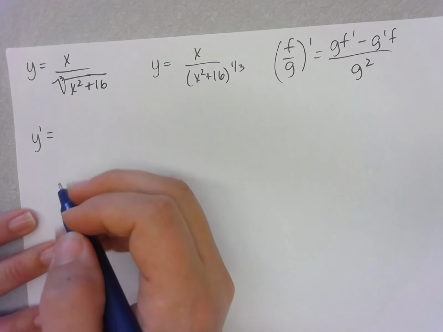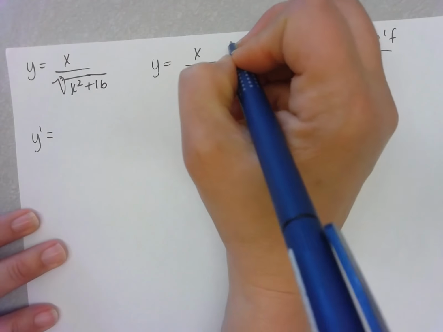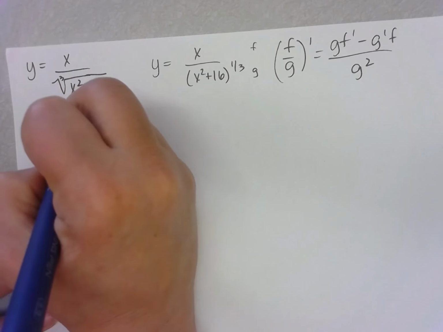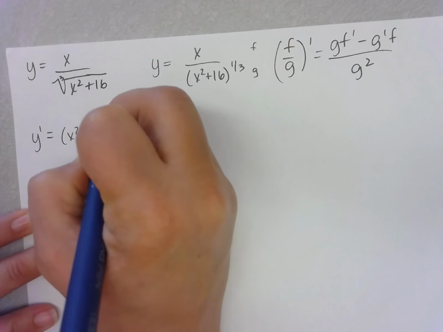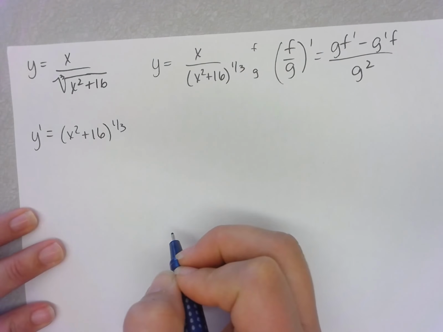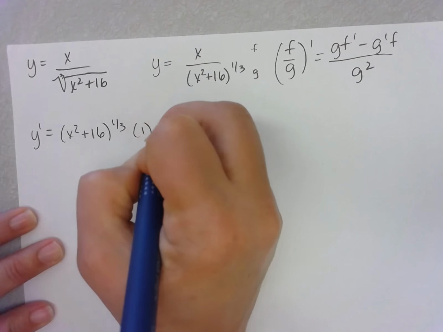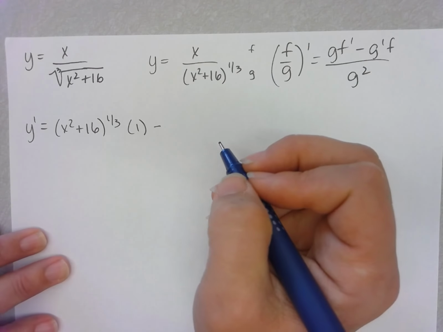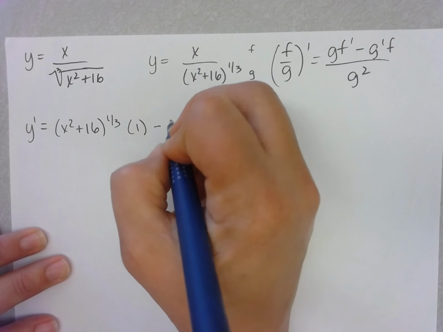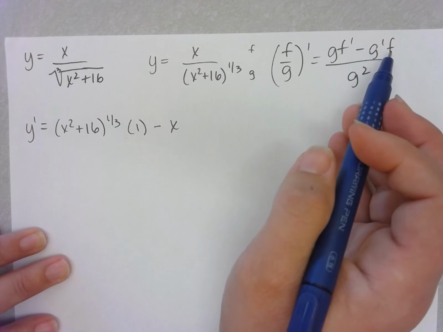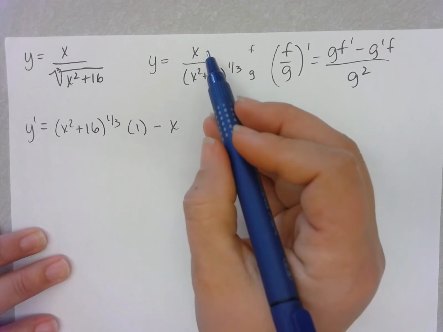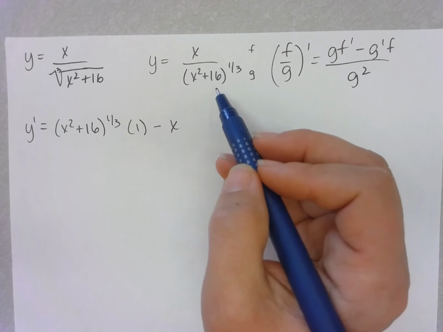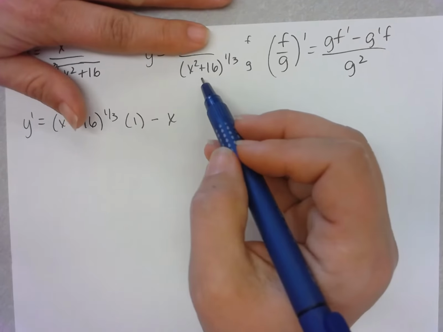All right, so if we call this f and this g, I have the bottom, which is x squared plus 16 to the 1/3, times the derivative of the top, which is 1, minus, I don't really have to write the 1, I'm just doing it for good practice. Then I have f first here, so the top times the derivative of the bottom. The derivative of the bottom, right? So I just ignore it. I'm just taking the derivative of it where it stands.